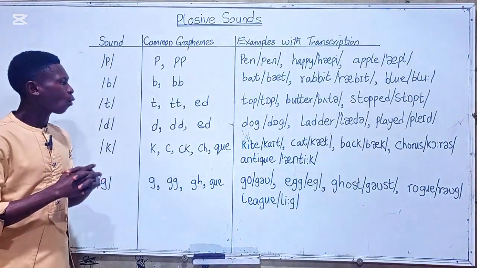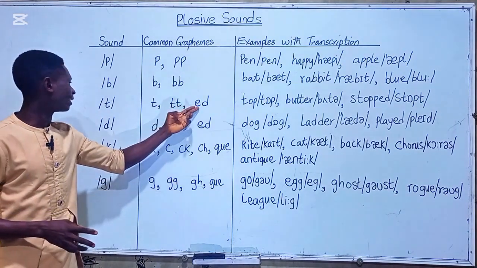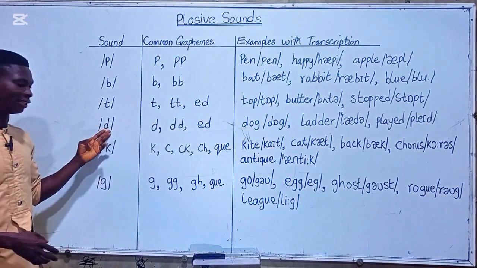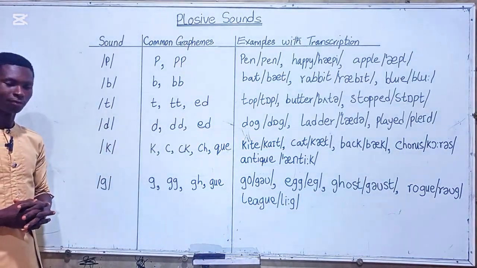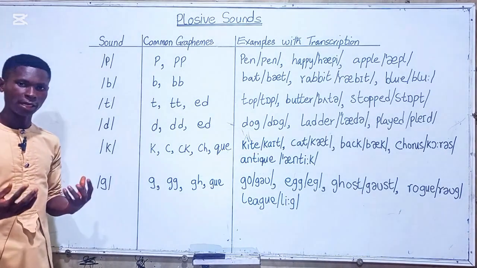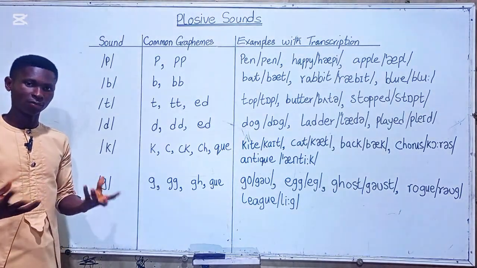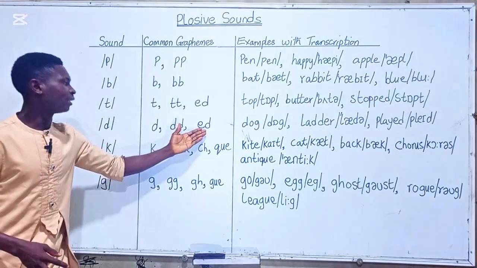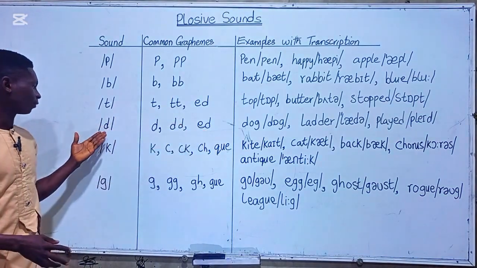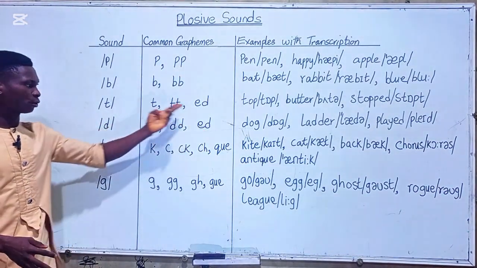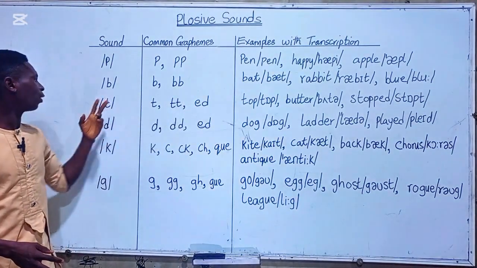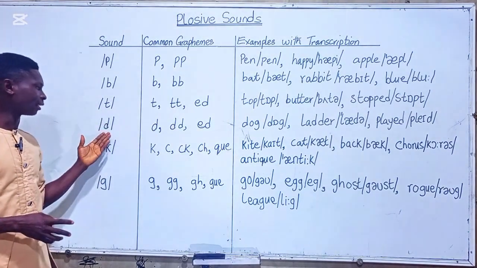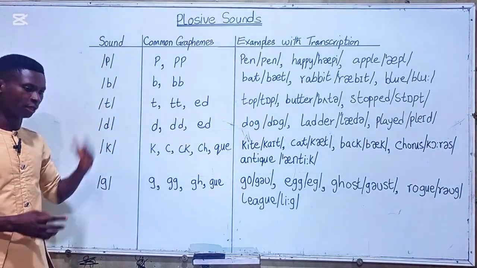Now, there is something I would like you to pay apt attention to right now, and that is the difference between when we realize ED as T and when we realize ED as D. I want to believe that question has been bubbling in your mind. We have ED here as a spelling of the D sound, and also ED here as a spelling of the T sound. So when can we realize it as this, and when can we realize it as this?